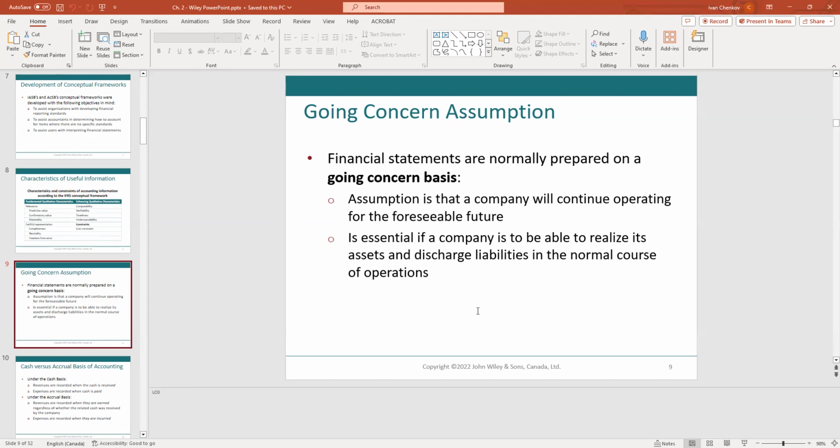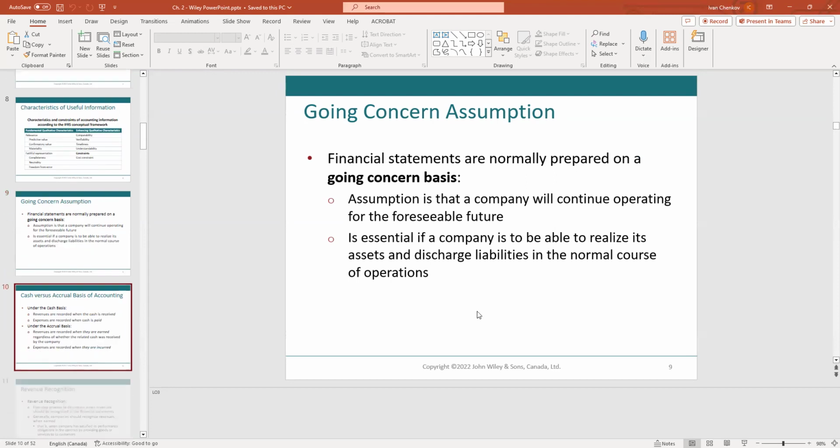If the investors see that there's a going concern problem with the company, that means the company is going to shut down in the next 2 months. They're not going to invest in the company. A creditor is not going to lend you money.